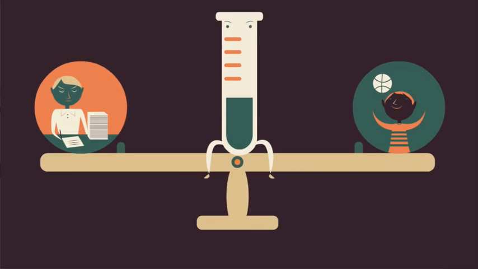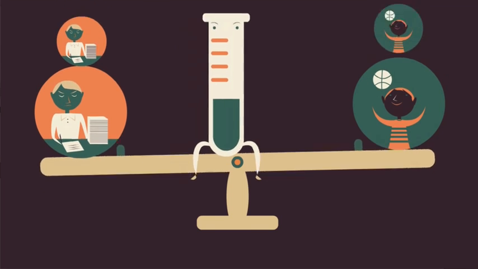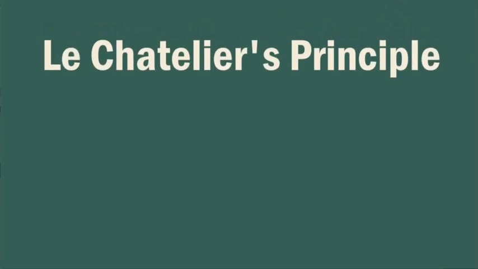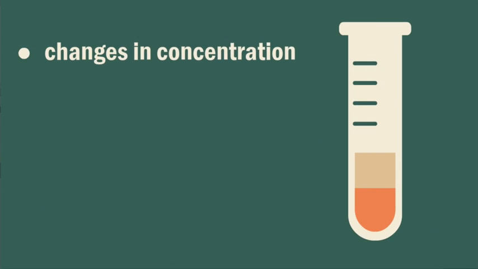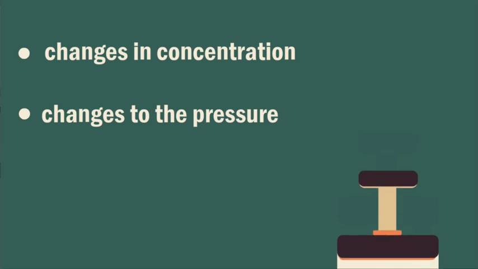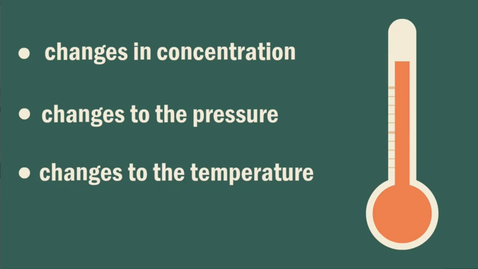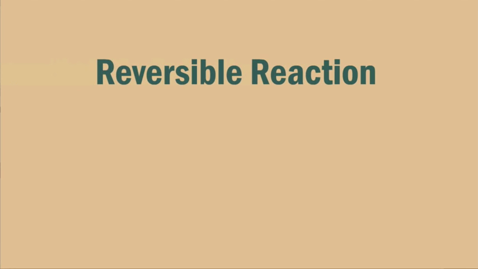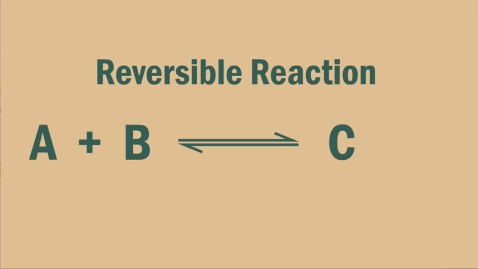Following on the same idea, when a chemical system at equilibrium is stressed, the system works to restore equilibrium. This is Le Chatelier's principle. The stresses are changes to the concentration of either the reactants or products, changes to the pressure, although this is only applicable to gaseous systems, changes to the temperature. Let's examine a hypothetical reversible reaction at equilibrium where reactant A reacts with reactant B to form product C and product D.